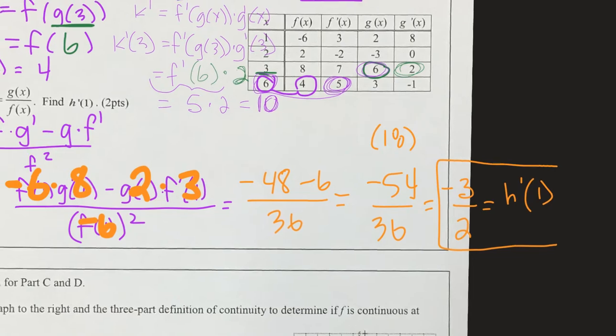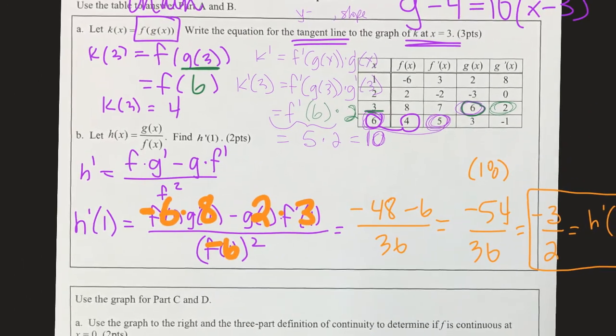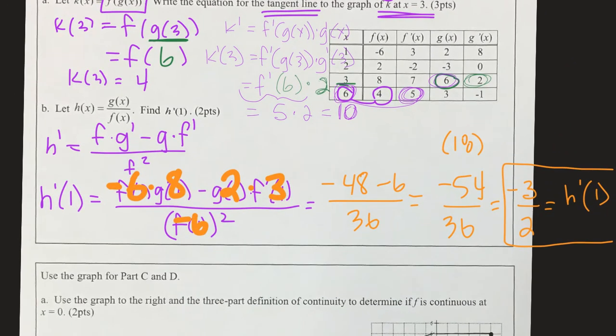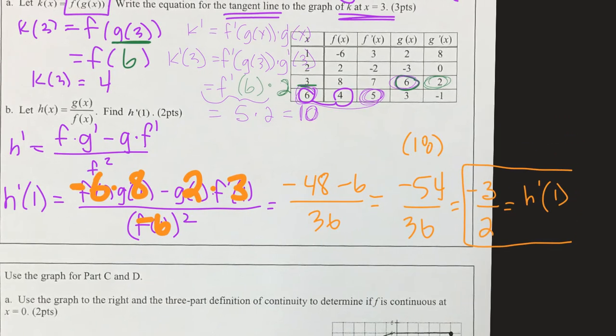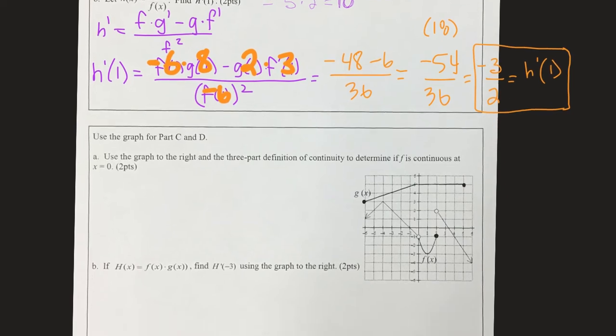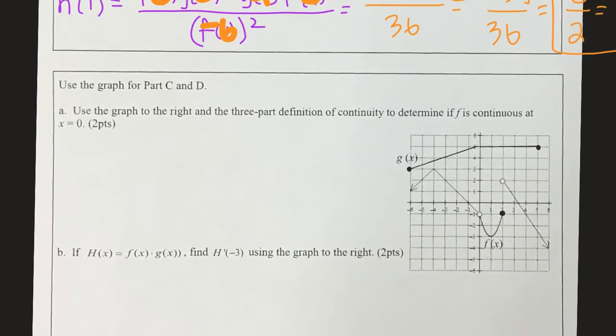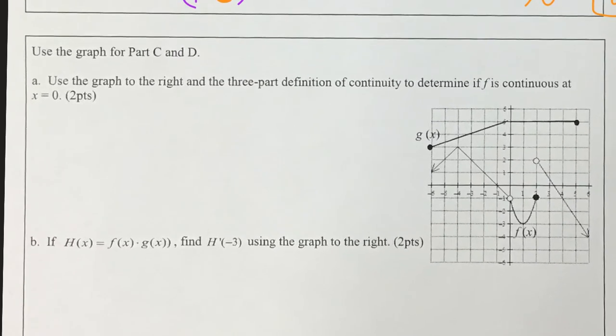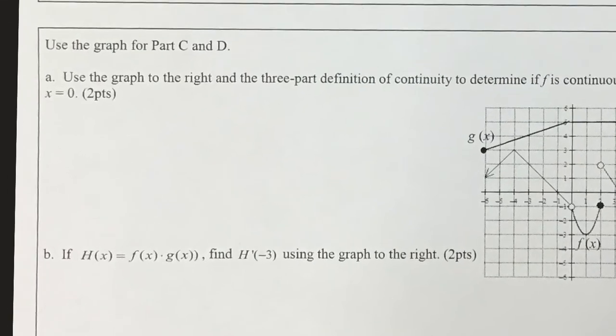Okay, a little bit of chain rule and quotient rule to start us off with. So hopefully you are familiar with your derivative rules. We will use them all the time. Okay, parts C and D have this graph. So let's see what it asks us to do.